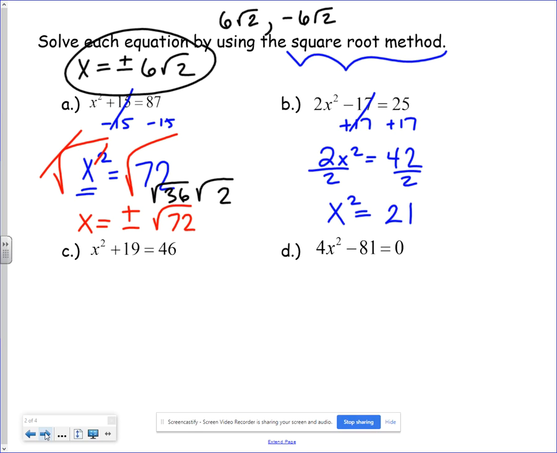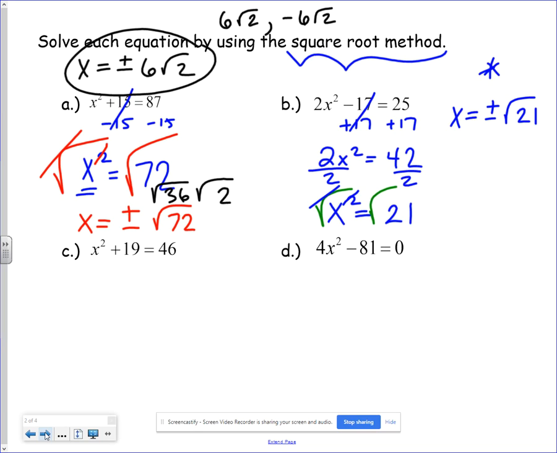I want to know what x is. So now I take the square root of both sides. These cancel out, so I just get x. And whenever you do the square root method, you've got to put this plus and minus on your answer. So it's the square root of 21.